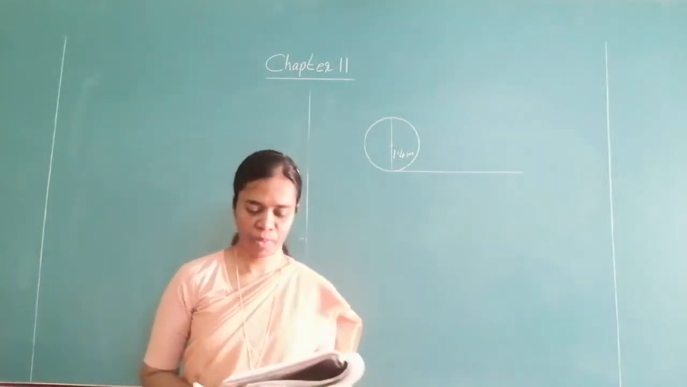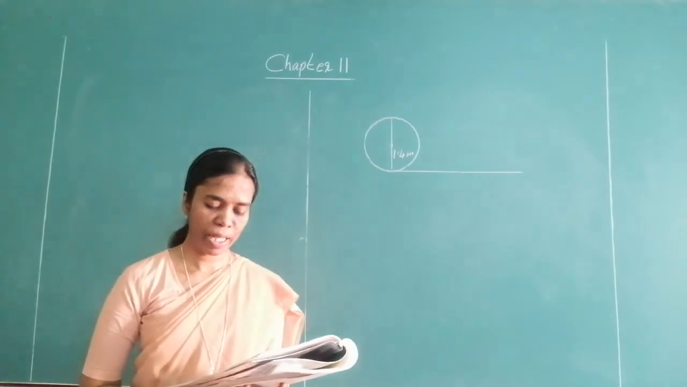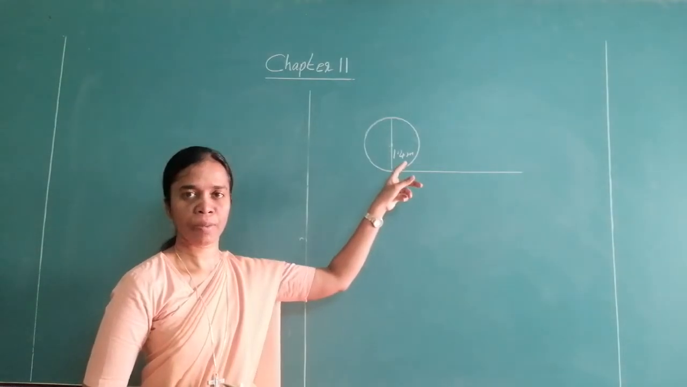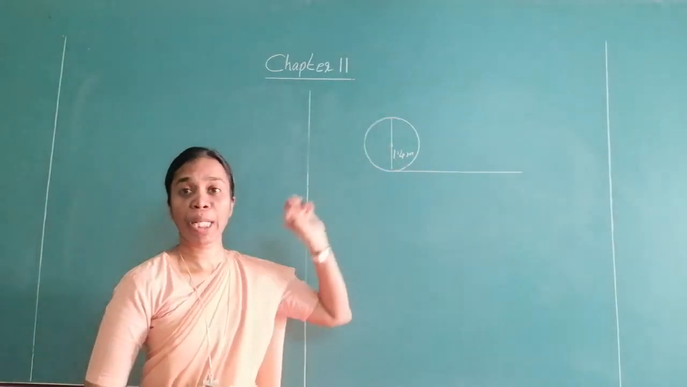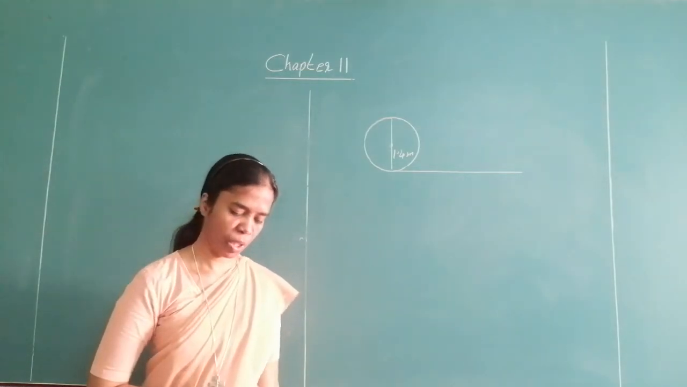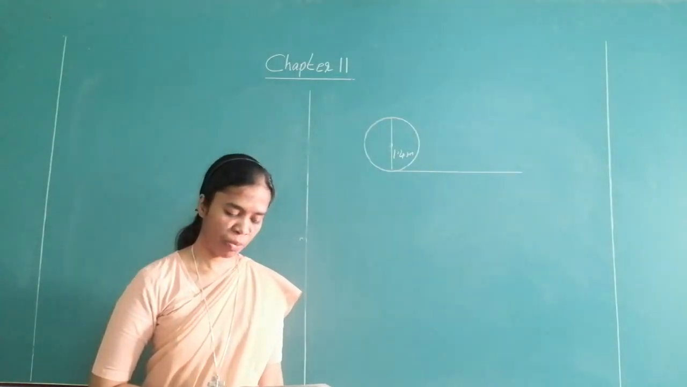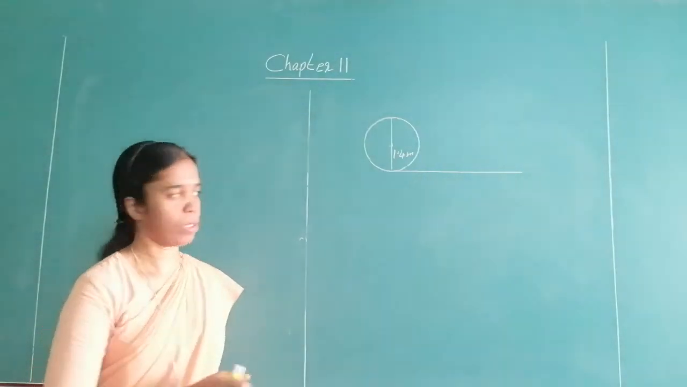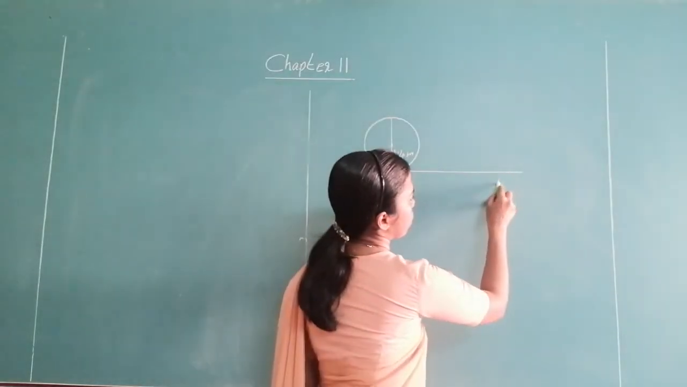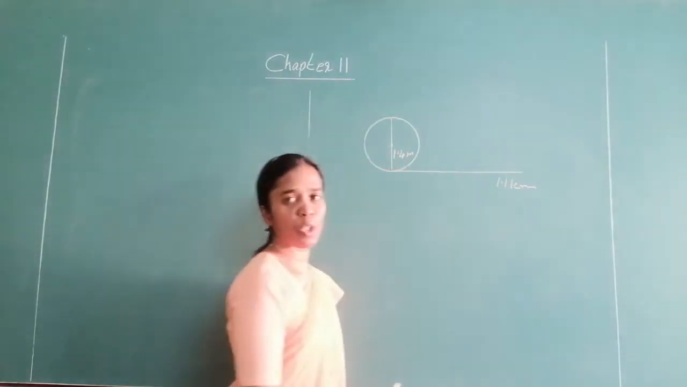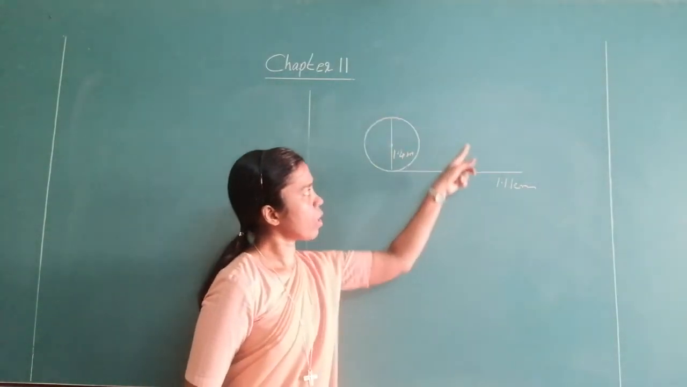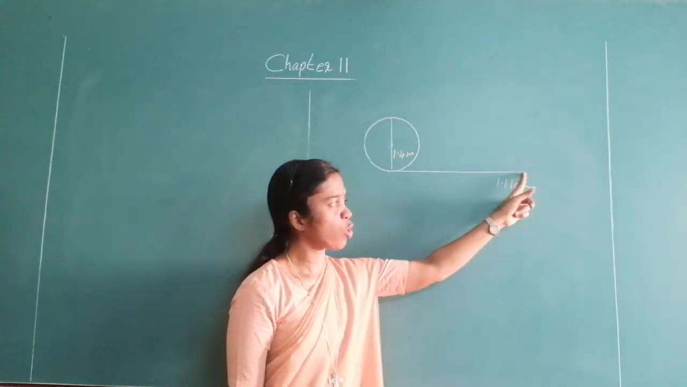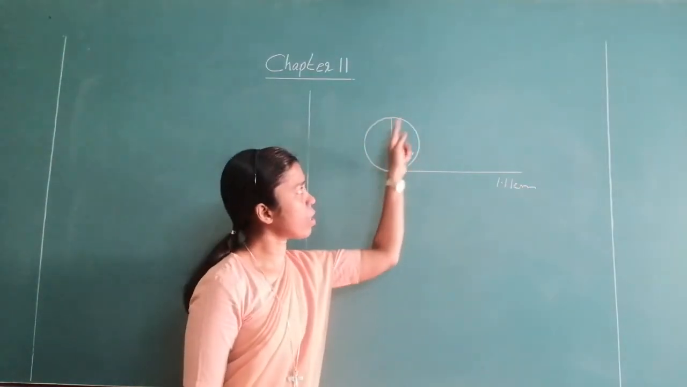Question number 4. The wheel of a bullock cart has a diameter of 1.4 meter. Suppose this is the wheel of a bullock cart. The diameter is 1.4 meter. Please take care of the unit. Okay. How many rotations will the wheel complete as the cart travels 1.1 kilometer? Suppose this is 1.1 kilometer. Till here it is 1.1 kilometer. Now the bullock cart has to rotate and reaches till here. So they are asking you, by the time it reaches so far, how many rotations will it take.